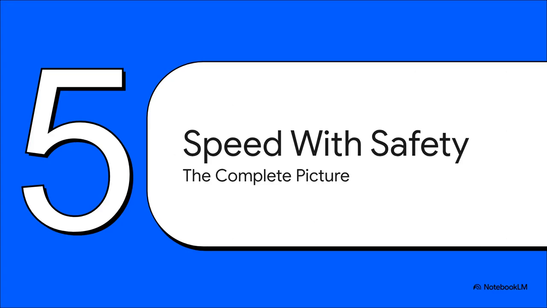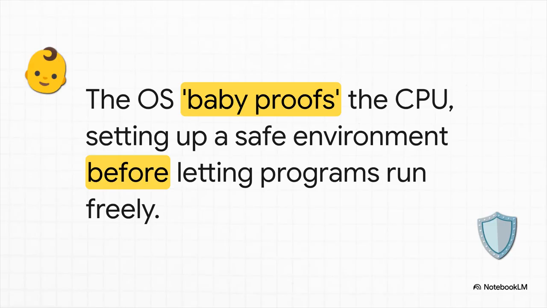Okay, so let's put all the pieces back together and look at the big picture. Remember the goal? We needed both speed and safety. And this amazing combination of hardware tricks and smart OS design is exactly how we get there. You know, there's a really great analogy for this whole strategy. Think of the OS as baby-proofing the CPU. Before it lets any of the babies, our programs, run around and play, it first goes in and makes the room safe. It locks the dangerous cabinets, puts covers on the electrical outlets. It sets up all the rules and safeguards before letting anyone in.